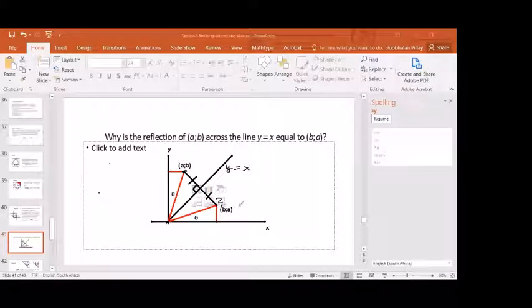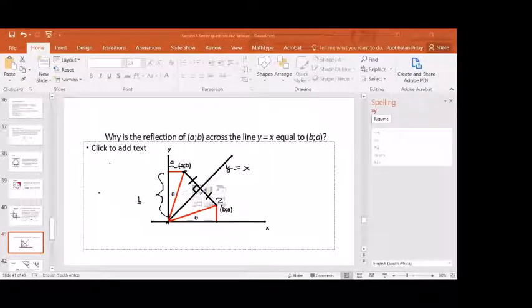I wrote down (B, A). Now where did I get that from? Well, this point's coordinates are (A, B), so this thing here is A, and that one there is B, because the coordinates of this are (A, B). And if this angle here is theta, if you look from here now, you must have that this angle here is also theta.